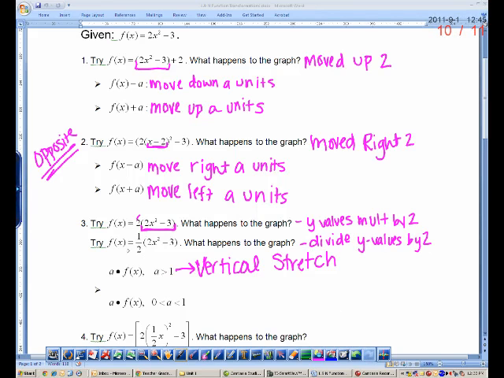So anytime we plug in a number here between 0 and 1, any fraction, we call that a vertical compression. Vertical because my x values have not changed. It's only my y values. Questions?